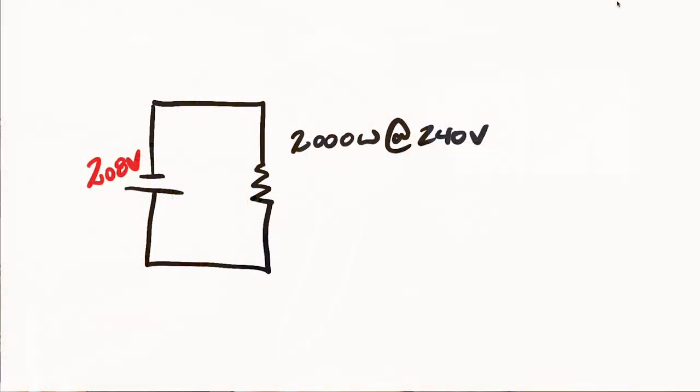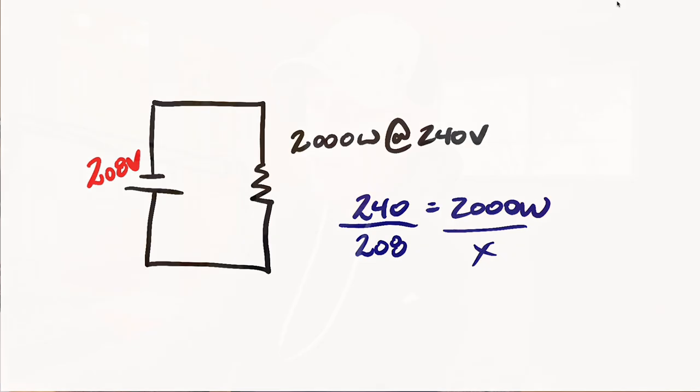Now, what I find happens a lot, in my foundation class and in my second year and third year classes, is this. Some people automatically want to build a ratio, a direct proportion relationship. So let me show you. Oftentimes when they're doing these questions, they'll say, okay, 240 volts gives me 2000 watts, therefore 208 volts gives me, and gives you this direct proportion. But the thing is, it's not a direct proportion relationship. You can't go ahead and do that.